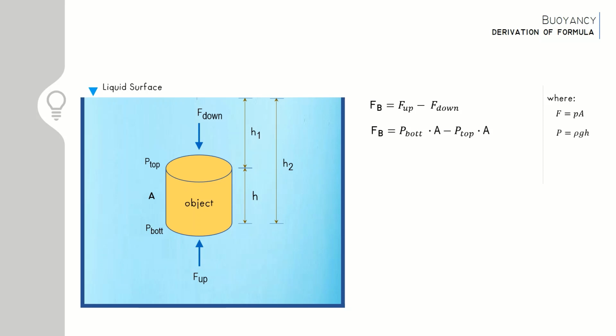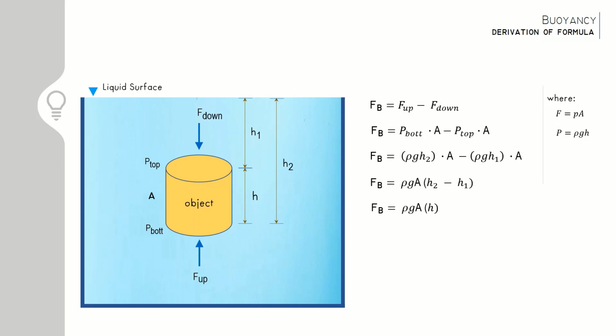We all know that the pressure is equal to rho g h, where rho is the density of the fluid, g is the acceleration due to gravity, and h is the height from the liquid surface. Substituting this into the equation, we have rho g h2 times area, since the height from the water surface to the bottom of the object is h2, then minus rho g h1 times the area. Then we factor out the common terms such as the density of the fluid, the g, and the area. What is not common will be placed in the parentheses. We have h2 minus h1.